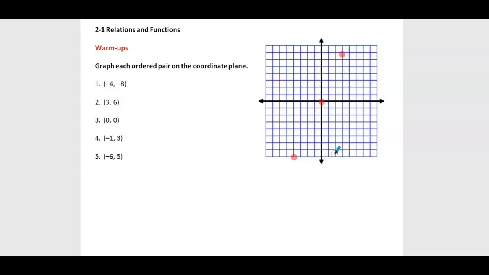0, 0 is at the origin. And then negative 1, 3 is left 1 and up 3. And then negative 6, 5 is left 6 and then up 5. So there are our points.